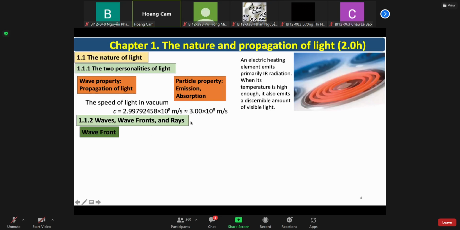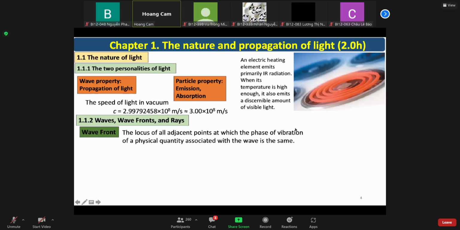Some quantities related to the light. Light is an electromagnetic wave, we agree. We will deal with the wavefront and rays as well. So, wavefront: what is it? Wavefront is the locus of all adjacent points at which the phase of vibration of a physical quantity associated with the wave is the same. So it is a collection of all the adjacent points at which the phase of the vibration of the physical quantities should be the same.